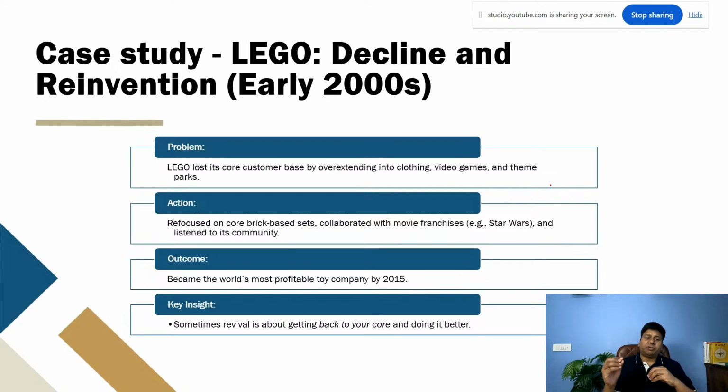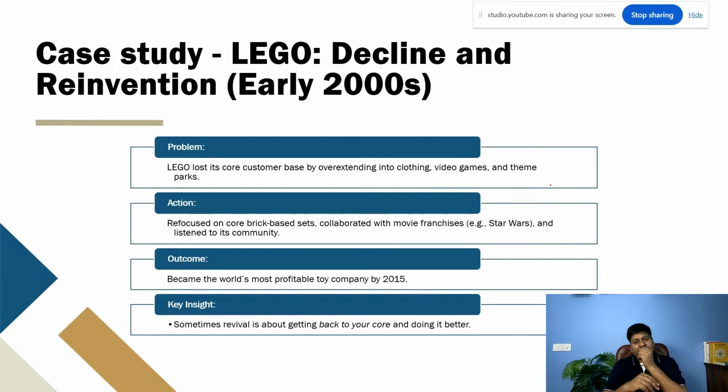Now they refocused on the core brick and baseplate. Basically, they refocused on their strength again, repositioned in that particular segment, and capitalized on the movie franchise, and they were able to thrive. The outcome was that in 2015, it was the most profitable toy company. So sometimes revival is about getting back to your core.